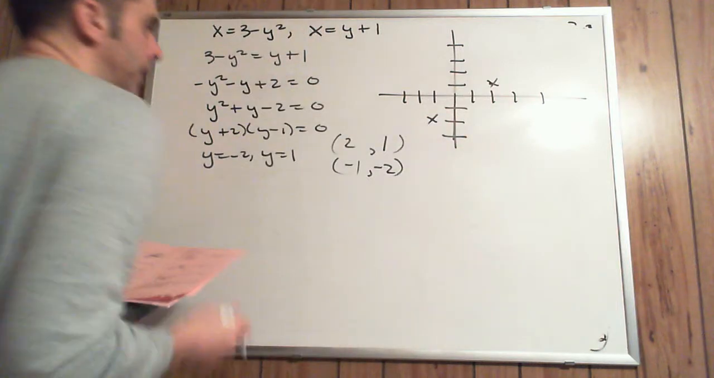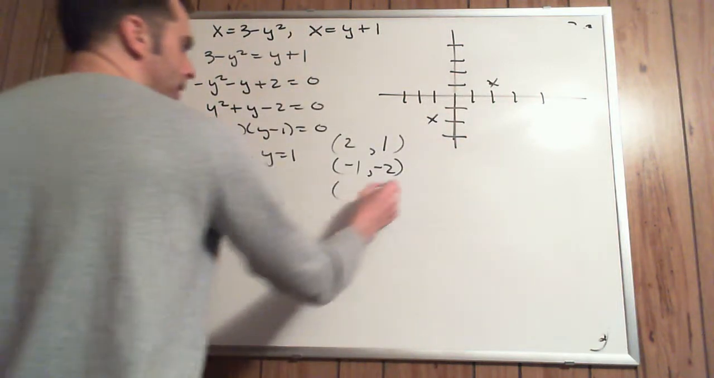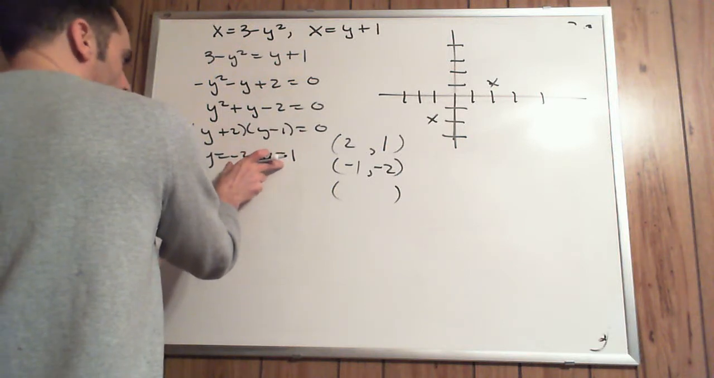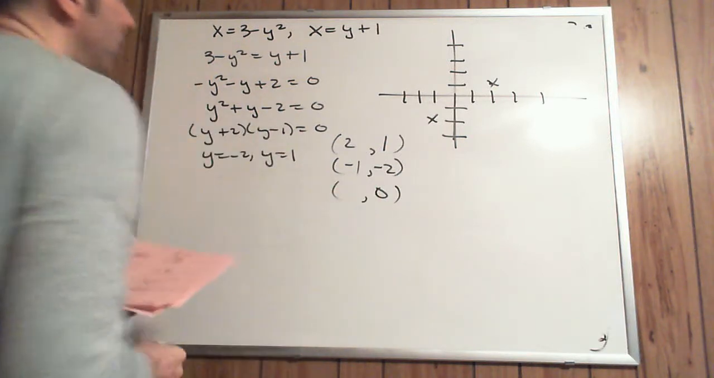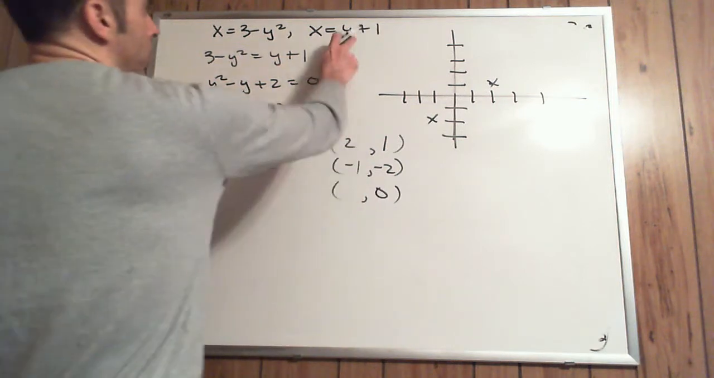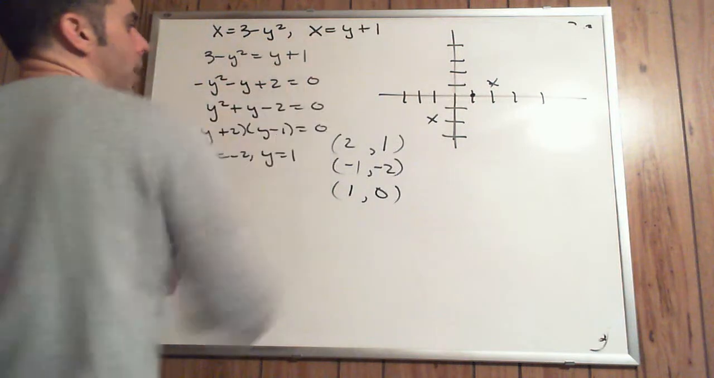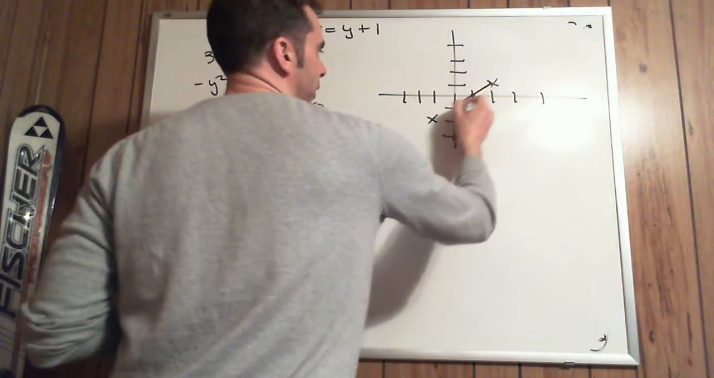Pick a third point. Pick a y in between. If these were x's, I'd pick an x in between. Since these are y's, then I'll pick a y in between, like 0. So if I do this one, I get 0 plus 1 is 1, so I'll get 1, 0. Well, this is a line, so connect it like a line.